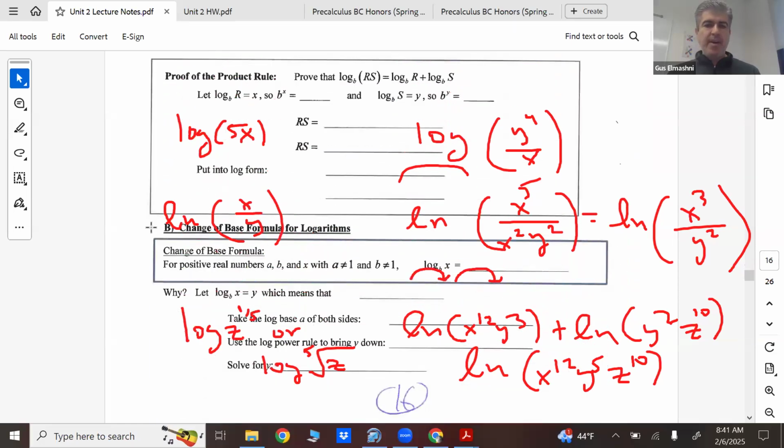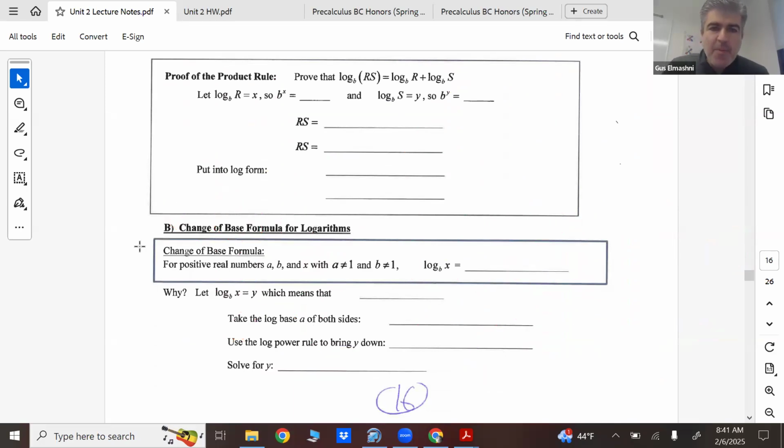In terms of the proof, let's see if I can remember how this proof works. What does b to the x equal here? Okay. What does b to the y equal here? So if I multiply r times s, wouldn't it be b to the x times b to the y? You guys would agree with that? And then combine that even more, as what? Well, b to the x plus y. Right, okay. So then, oh, I see how this proof works. Oh, this is really nice.